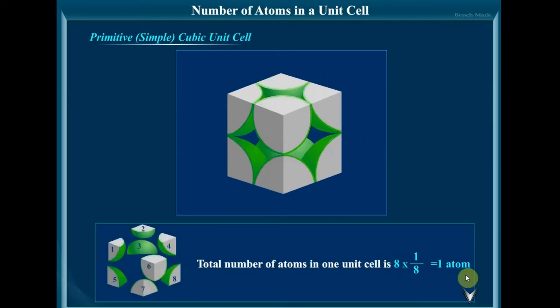So the total number of atoms in 1 unit cell would be: there are a total of 8 at the corners and each one's contribution is 1/8. So 8 into 1/8, and the total number of atoms in this type of unit cell would be only 1 atom. The net result will be only 1 atom.